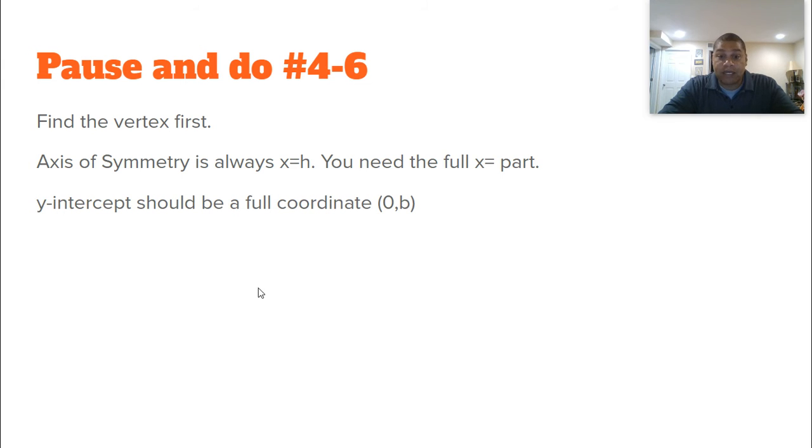The y-intercept, again, should be a full coordinate. X is going to be 0, and then b would be whatever number is actually the y-intercept, so whatever point on the y-axis that you're crossing, that's going to be what b is. I'm using b for the y-intercept because that's what we do, right? Slope-intercept form, you guys remember that from linear equations? Y equals mx plus b was y-intercept.